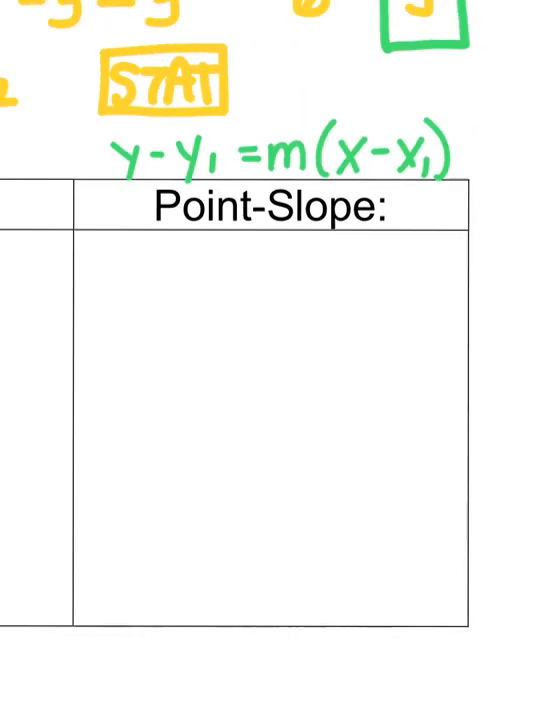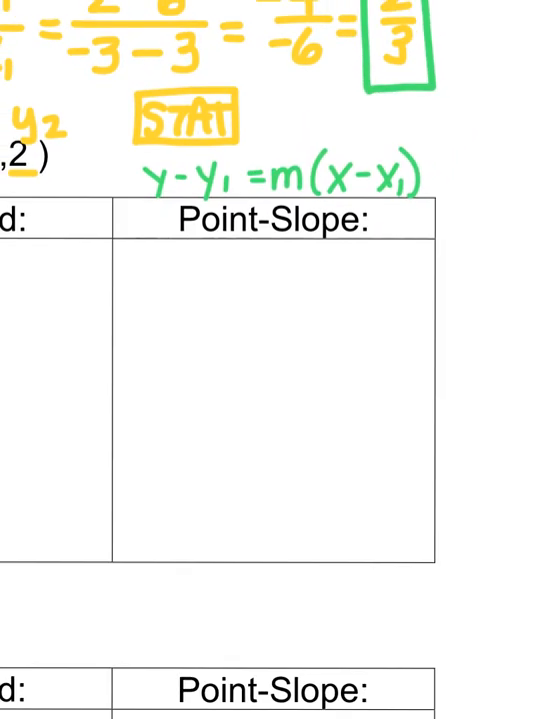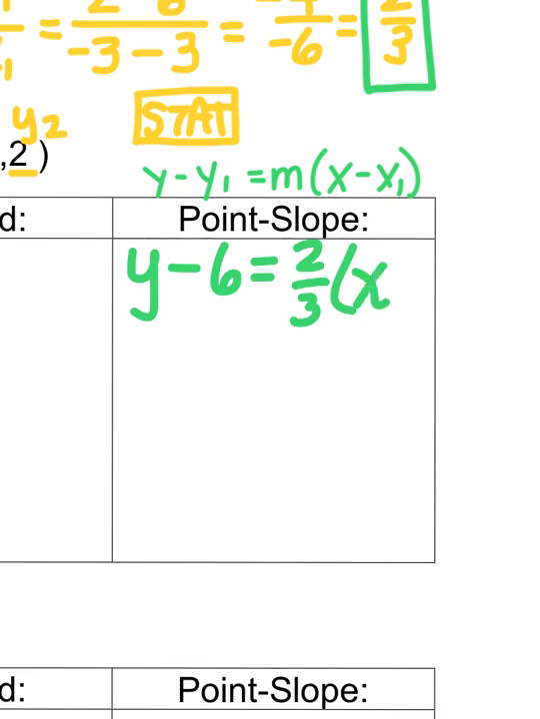And let's substitute what we know. So y minus 6, I chose that point because they're both positives, equals 2/3 x minus 3. All right, it looks good. Now where do we go?